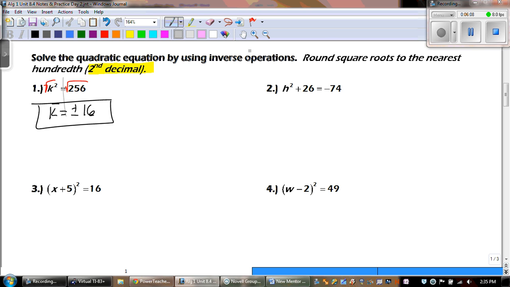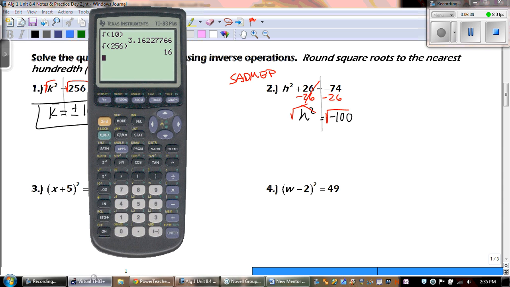Okay, number 2, same thing. There's no linear term, which means we have to do inverse operations. So when we have the inverse operation, SADMEP, the first thing we get rid of is addition or subtraction. And we have addition, so I'm going to get rid of that by subtracting. And we get h squared equals negative 100. And the next thing to do would be to take the square root to cancel that out.